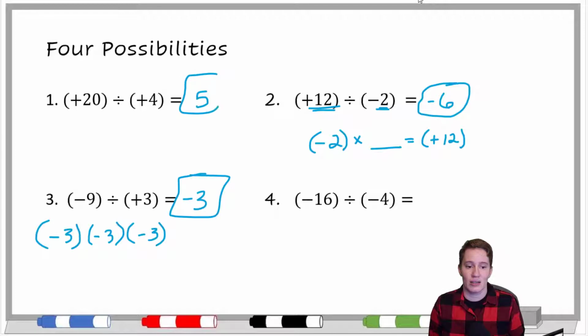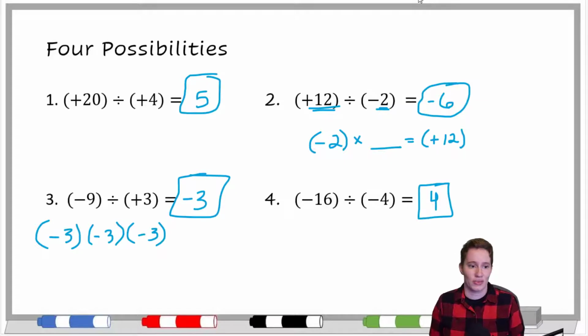And then finally here, number 4, negative 16 divided by negative 4. I've got a negative divided by a negative. And just like with multiplication, when we have two negatives, they go away. Here, these two negatives are going to cancel each other out, and they're going to give us a positive answer of 4.